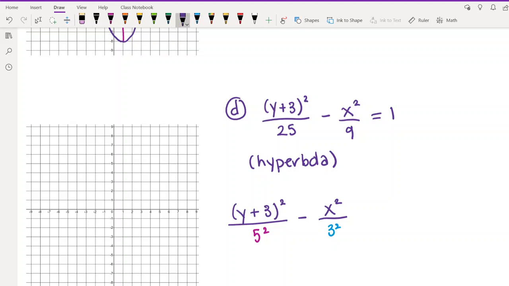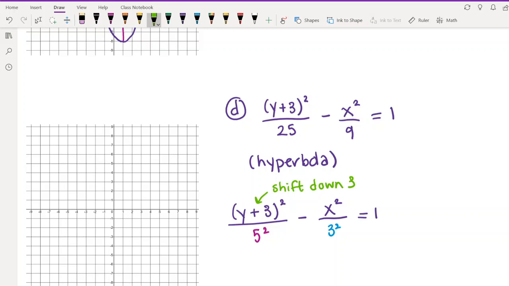And then what's going on in terms of shifts? Well, we're not adding or subtracting anything to x, which tells us that there has been no horizontal shift. But we do see that we're adding 3 to y. And so that tells us that we have a vertical shift, and it's going to shift it down by 3.